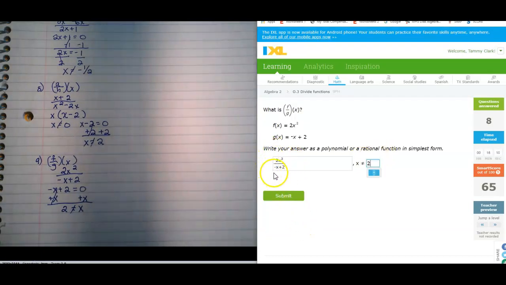As you can see here, I've written the problem 2x squared divided by negative x plus 2, which is here, and I'm saying that the domain cannot be 2, but it can be all real numbers except 2.